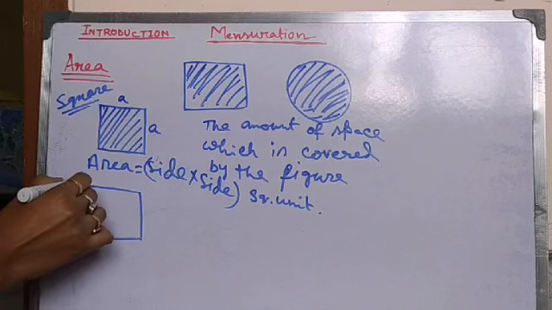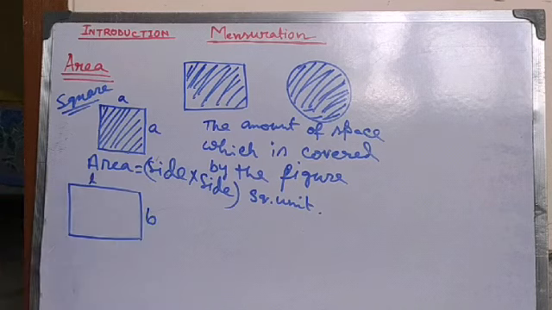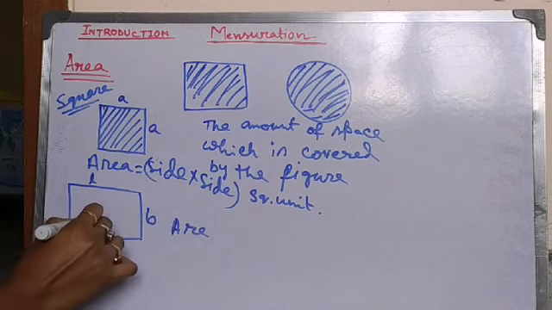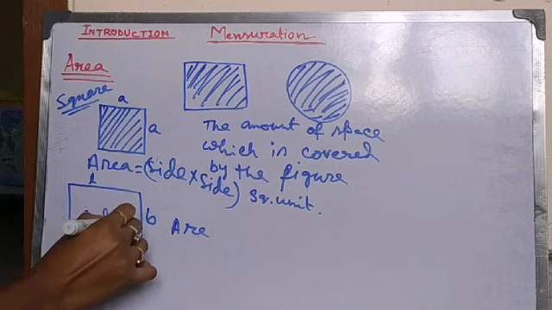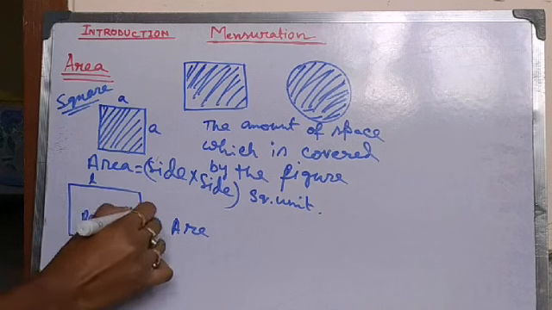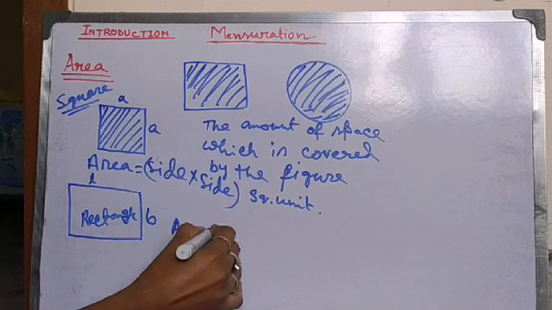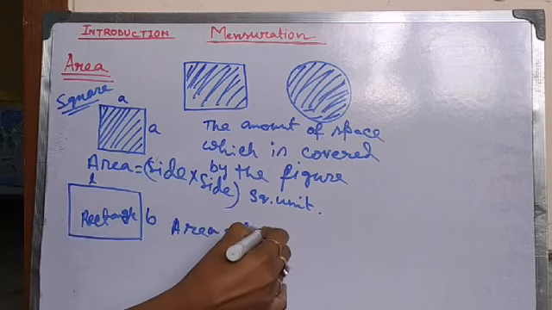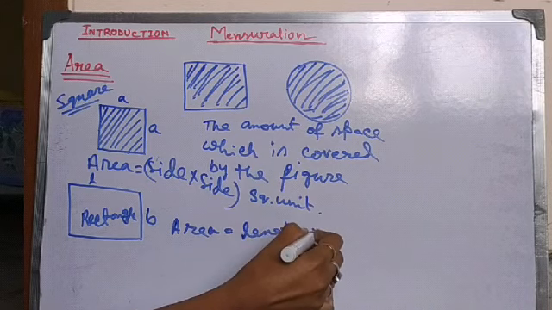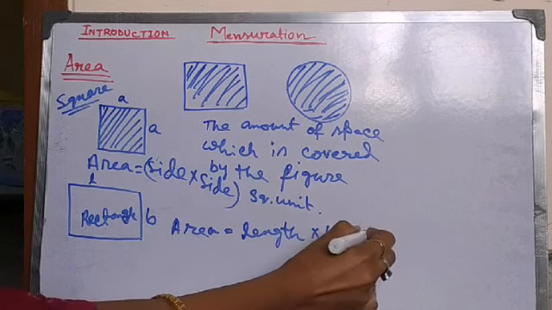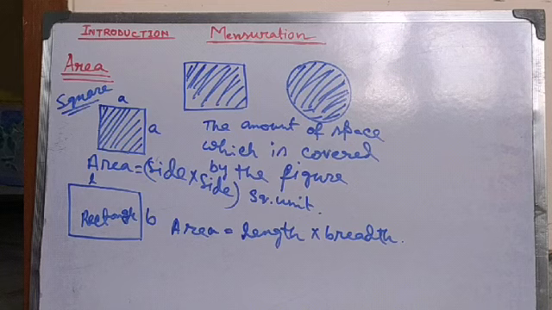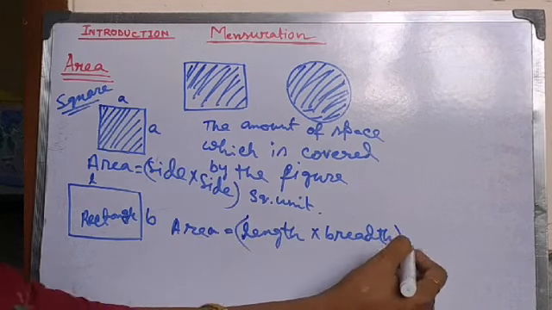Now here is a rectangle, this is length and this is breadth. So for the rectangle, area is length into breadth. This is also in square unit.